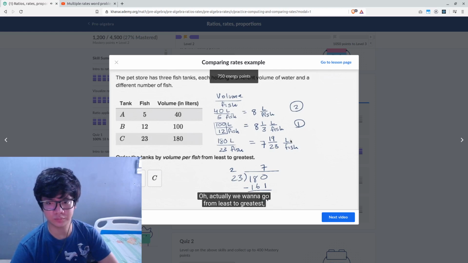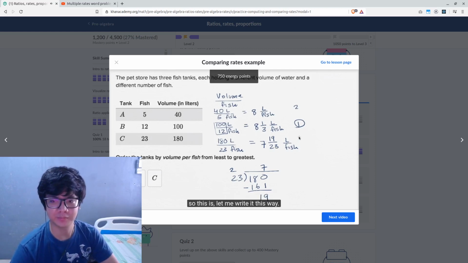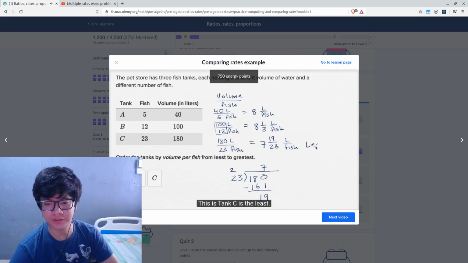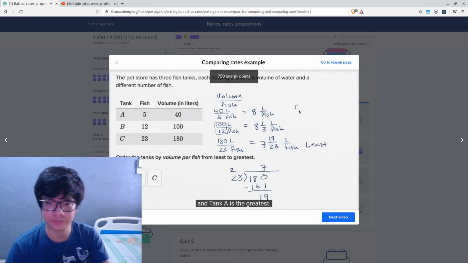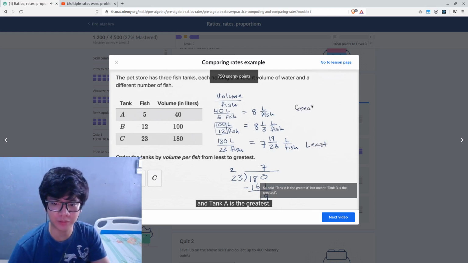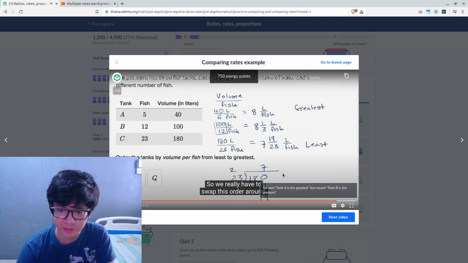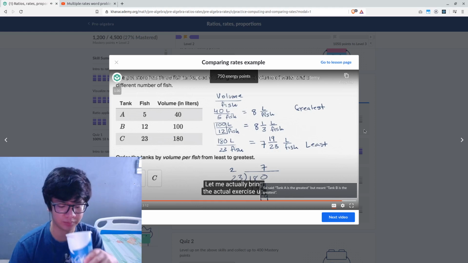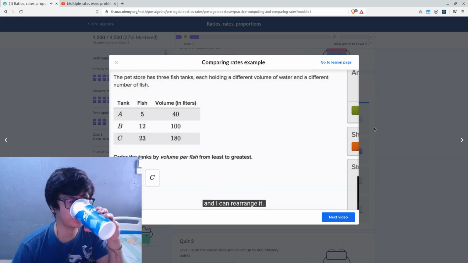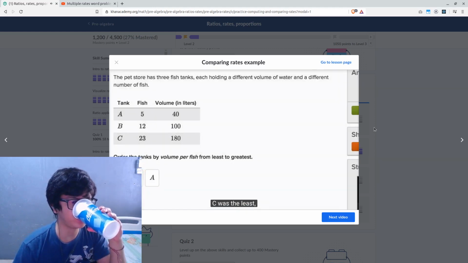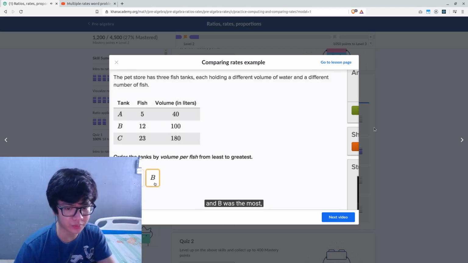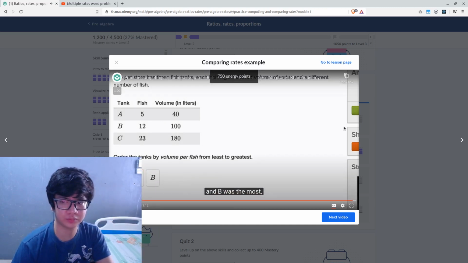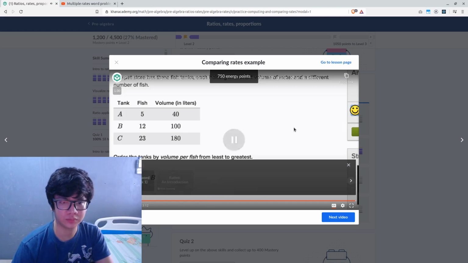Oh, actually, we want to go from least to greatest. So let me write it this way. Tank C is the least, and tank A is the greatest. So we really have to swap this order around. Now, I just copied and pasted this from the Khan Academy exercises. Let me bring the actual exercise up, and I can rearrange it. C was the least, and B was the most. And we check our answer, and we got it right.